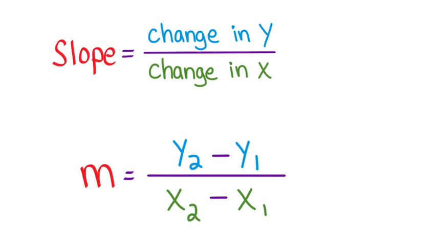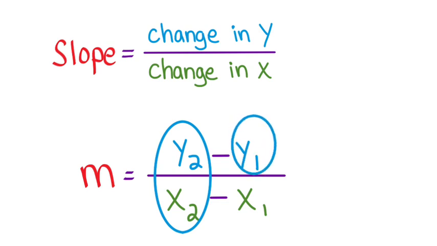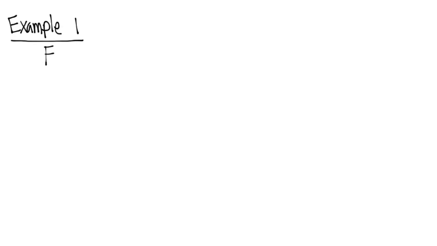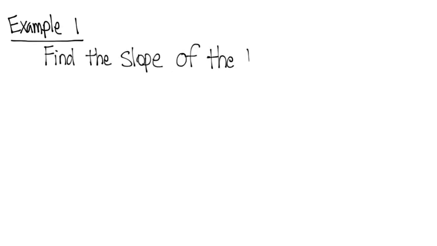Now, what in the world? What's the deal with the ones and the twos, and what does that represent? Very simple. We don't want to confuse our X's and Y's from the two different points. So we want to keep in mind that this is the second point, and we're going to be subtracting it from the first point. And it's really that simple. We just label them so we don't make a mistake. Let's see how it works in real life, okay?